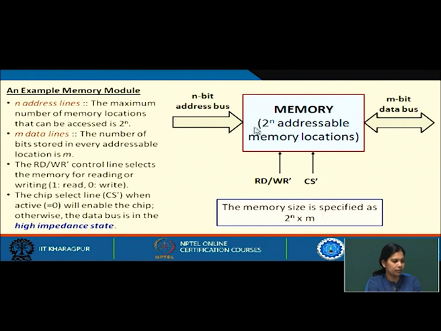So, here we have an n-bit address bus. So, we have 2 to the power n addressable locations and an m-bit data bus. So, the total size of the memory which is addressable is 2 to the power n cross m.